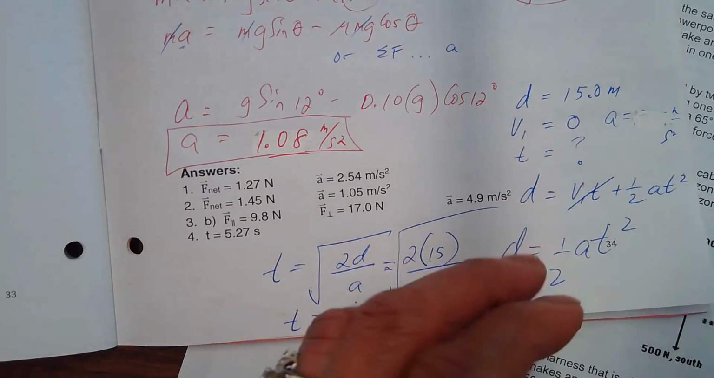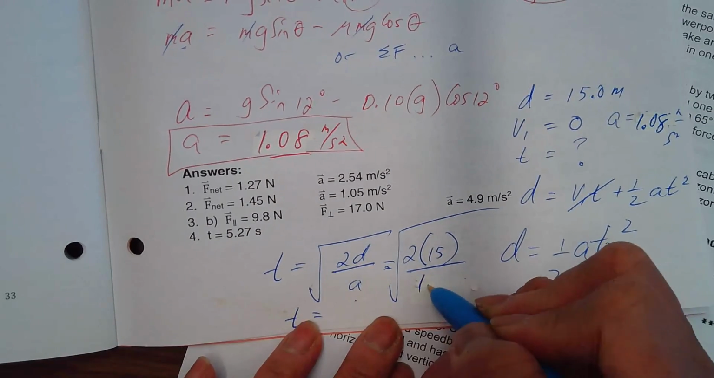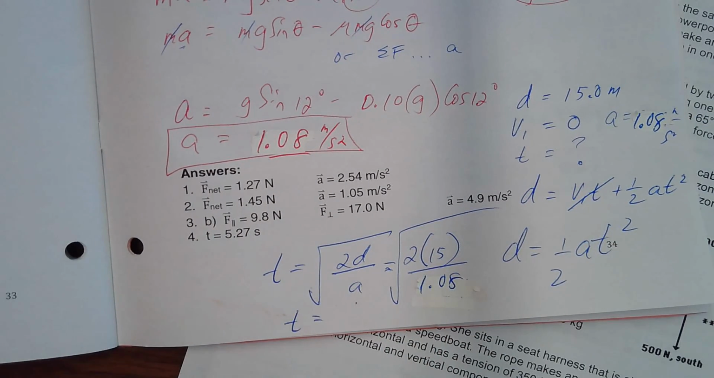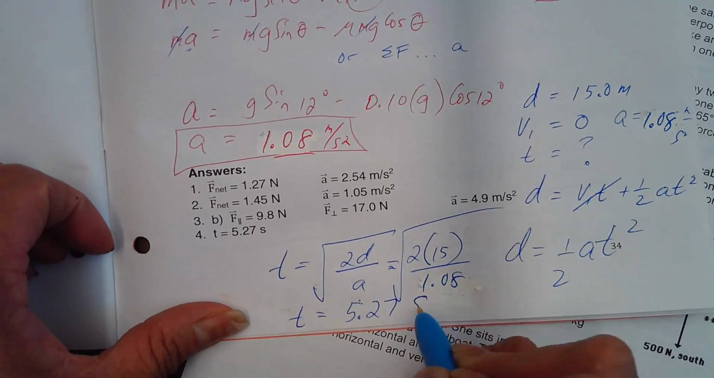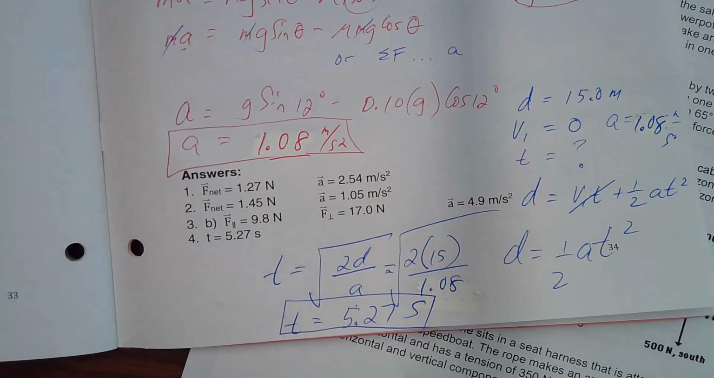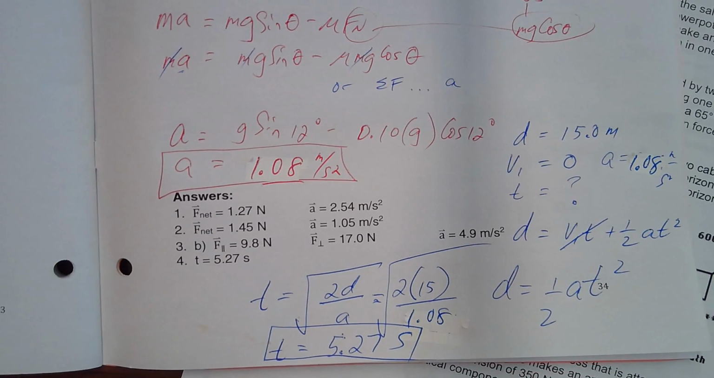1.08. Okay, so 1.08. Now let's plug it in. So 30 divided by 1.08 and then square root that and you get 5.27 seconds. So it's going to take a little over 5 seconds to go down that inclined plane.